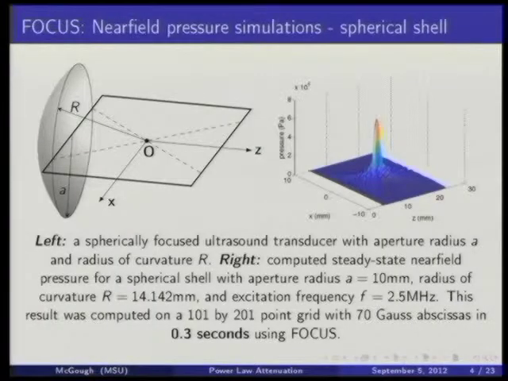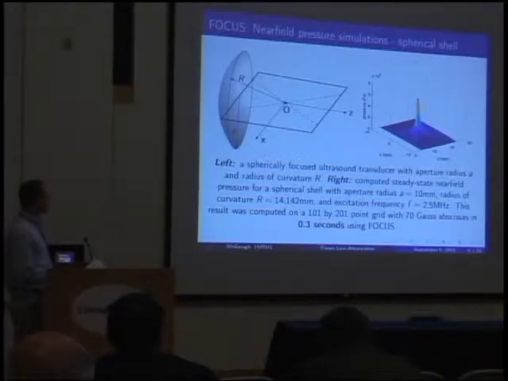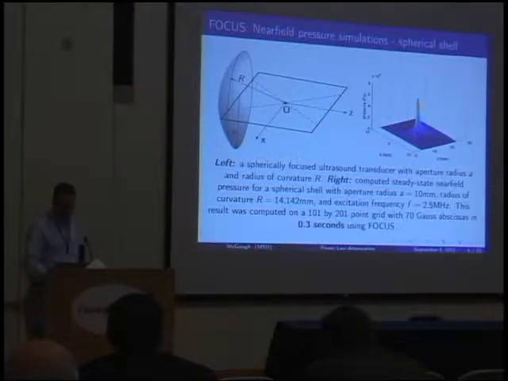Likewise, here is an example of a spherically focused transducer. In this particular example, the aperture radius is 10 millimeters, and then we have a radius of curvature of about 14 millimeters. We use the same continuous wave excitation, 2.5 megahertz. You can see on the right a nicely focused field that we calculate once again on a large grid. This takes about 0.3 of a second using FOCUS on the same computer.